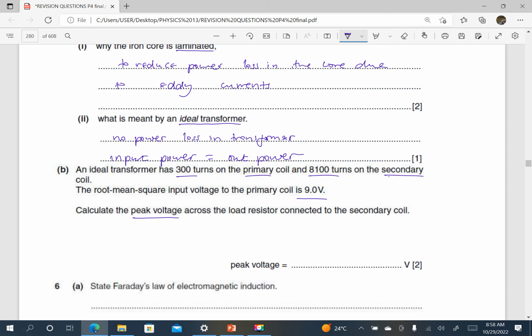So using a ratio of number of turns, you could say number of turns in the secondary over number of turns in the primary. Since they want peak, we can use peak values of voltage. So this will be peak value of voltage in the secondary, I'll call it V naught S, over peak value of voltage in the primary, I'll call it V naught P. So we want to find the peak value of voltage across the load in the secondary. So we are now substituting. Number of turns of the secondary is 100. Number of turns of the primary is 300.